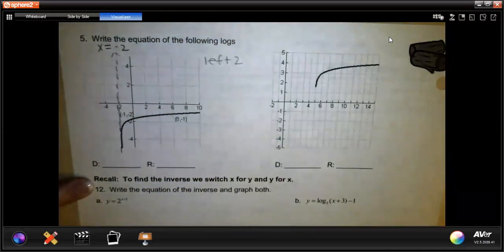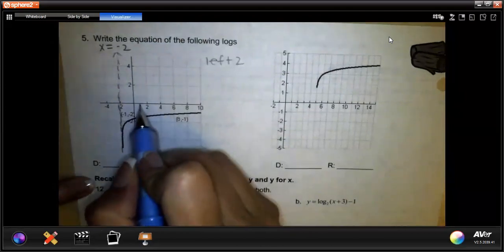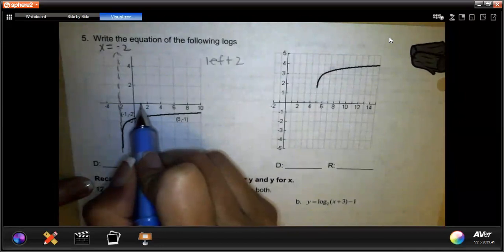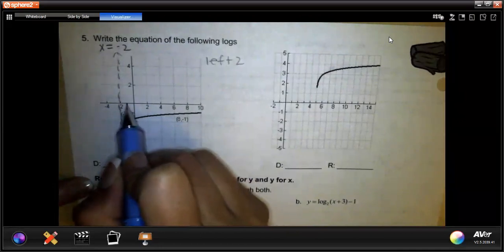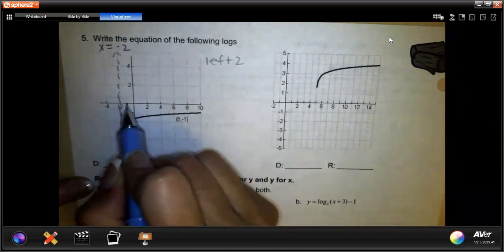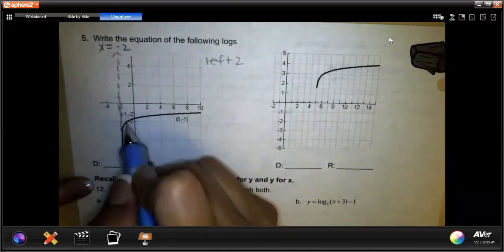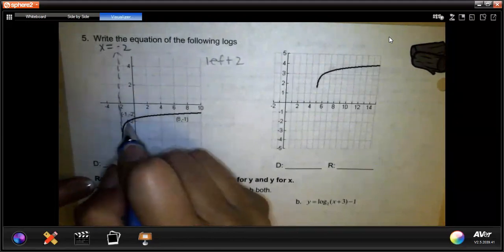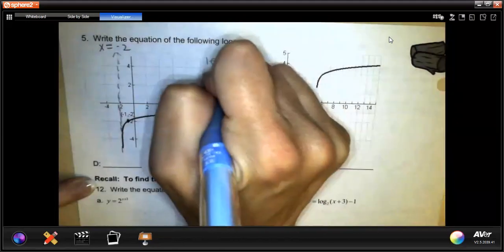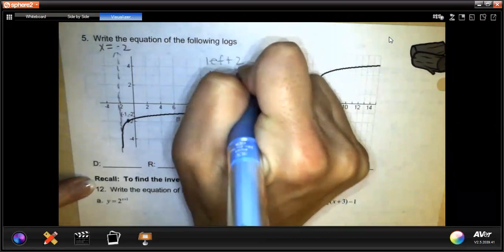The next thing I want to check is to see where my 1, 0 point went. So at 1, 0 right here, if I move that to the left 2, it'd be right here at -1, 0. That is not a point on my graph, so I know there's another transformation. It has gone down 2 to get to this point right here. So that is another transformation that I need.